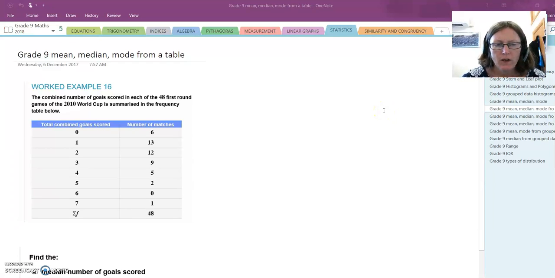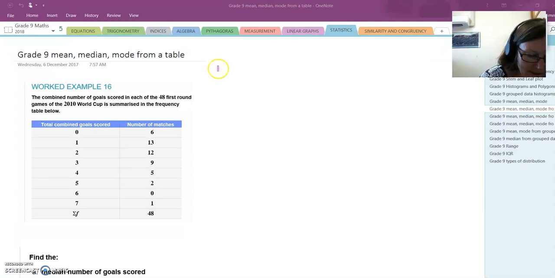Okay, let's look at mean, median and mode from a table. This is the combined number of goals scored in each of 48 first round games of the 2010 World Cup. So there's 48 games. If we didn't list them in a table, it would be like this.